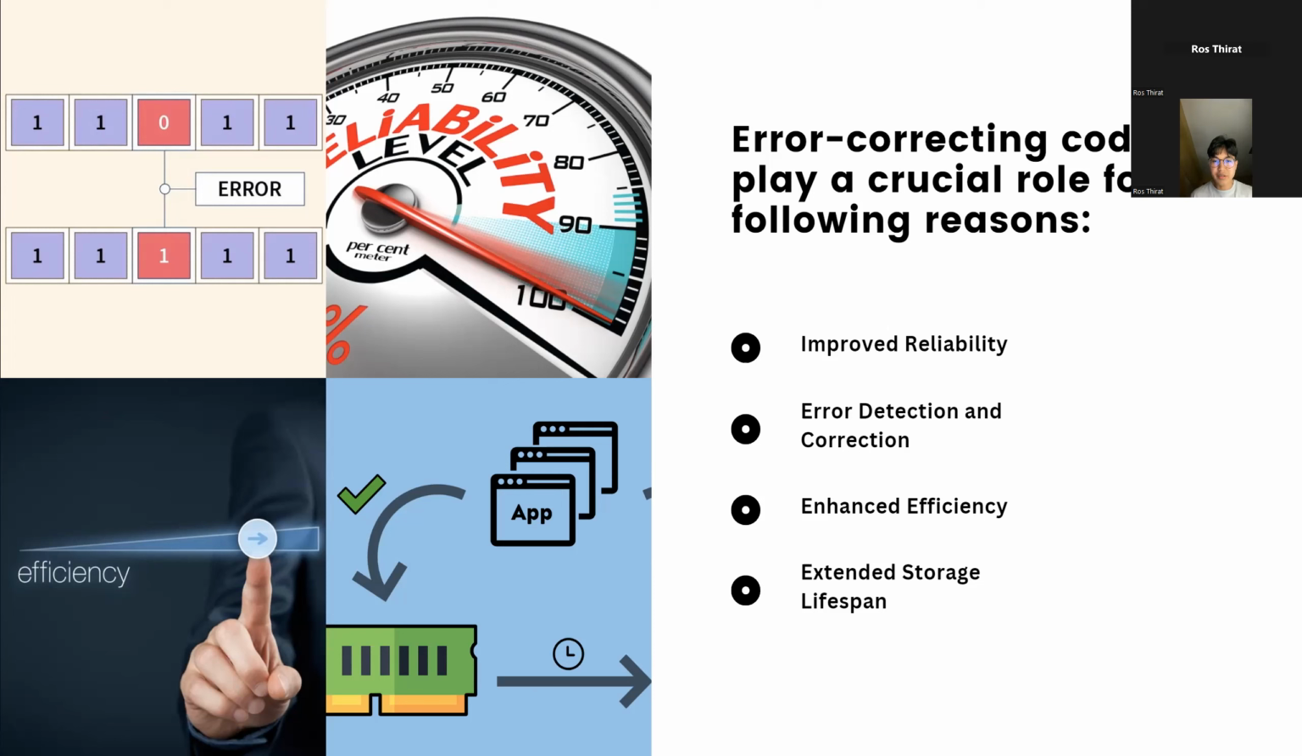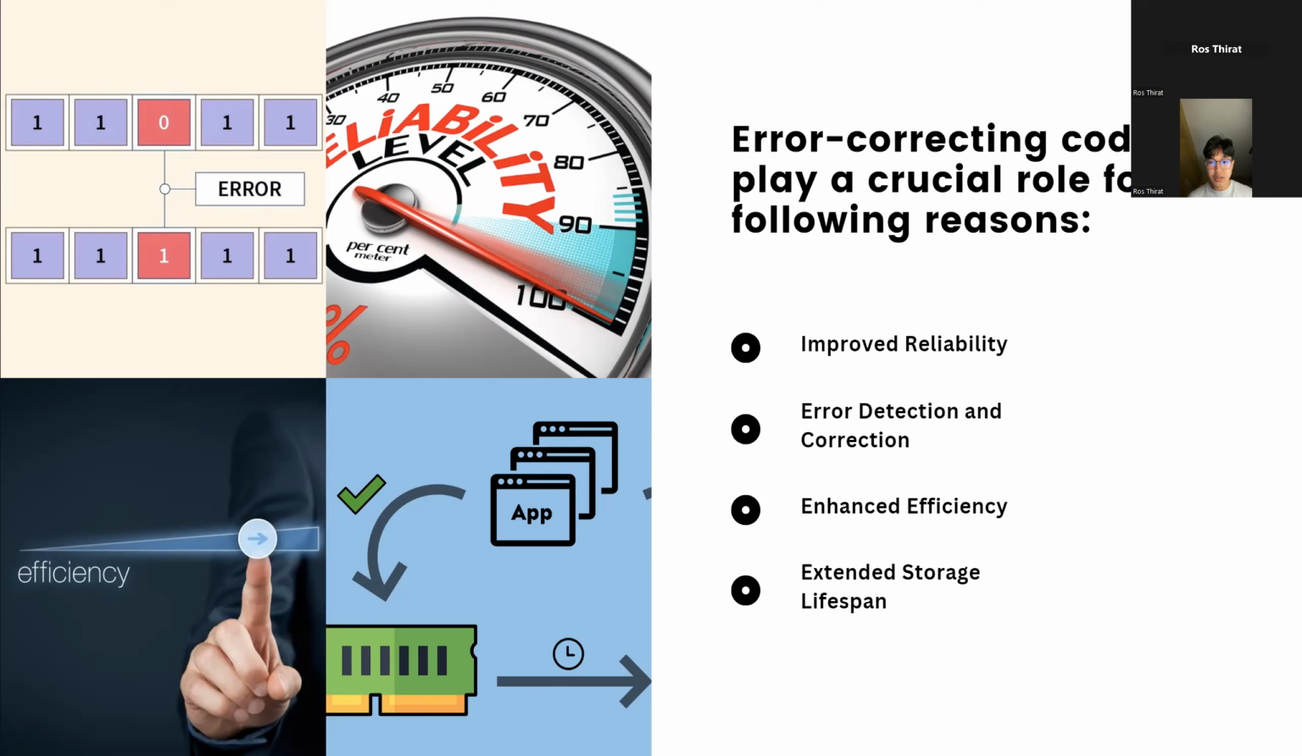The second one is error detection and correction. Error correcting codes can identify and fix errors that happen during transmission or storage. This ensures that the received data matches the original, reducing the likelihood of incorrect information being processed or stored.